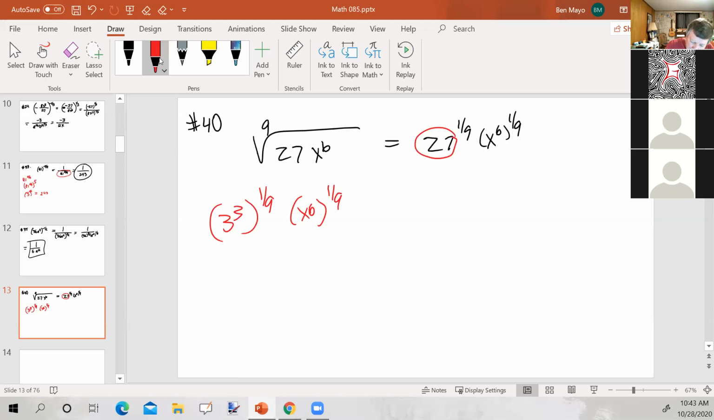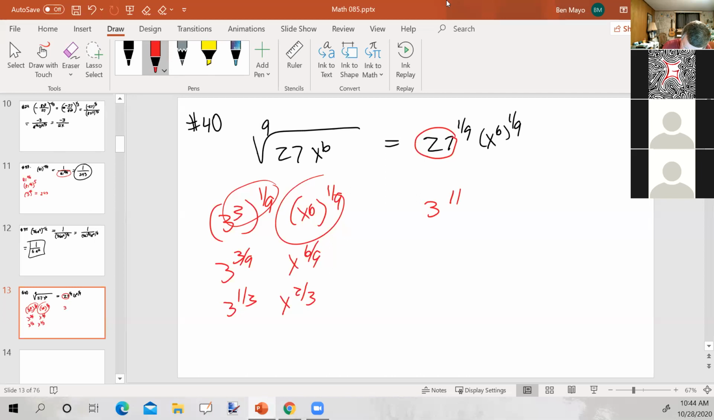Now, a power raised to a power, you multiply the exponents. So this becomes 3 to the 3/9, which is 3 to the 1/3. This becomes x to the 6/9, which is x to the 2/3. But they want the answer in radical notation, okay? It doesn't say that, but it doesn't say to change it to exponential. So consider this, and again, this might be a little bit tricky.